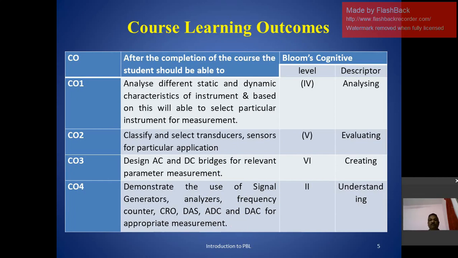So for electronic measurement and instrumentation, in total there are 6 chapters. The first chapter is basic measurement system, then analog and digital measurement, oscilloscopes and signal generators, fourth chapter transducers, fifth AC and DC bridges, and sixth one is the data acquisition system. While designing the project problems, design the project problem in such a manner that while solving it, we have to cover all these chapters. That point must be noted.